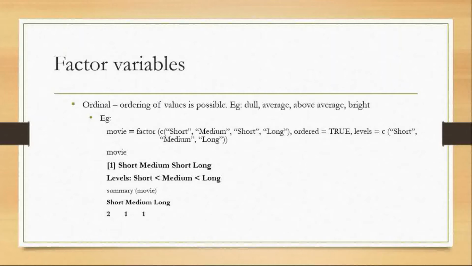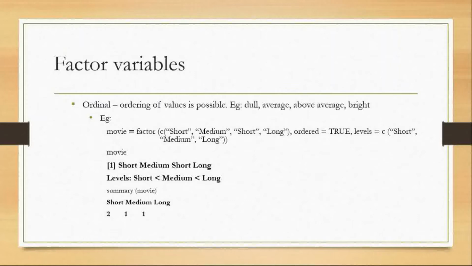Here you can see, in addition to the factor function, we have ordered equal to true and a levels statement. When you give ordered equal to true, R will understand that this is an ordinal variable and it will by default sort the values given in levels in ascending order. You can see the output short, medium, long, then the levels as short is less than medium and medium is less than long, ascending order.